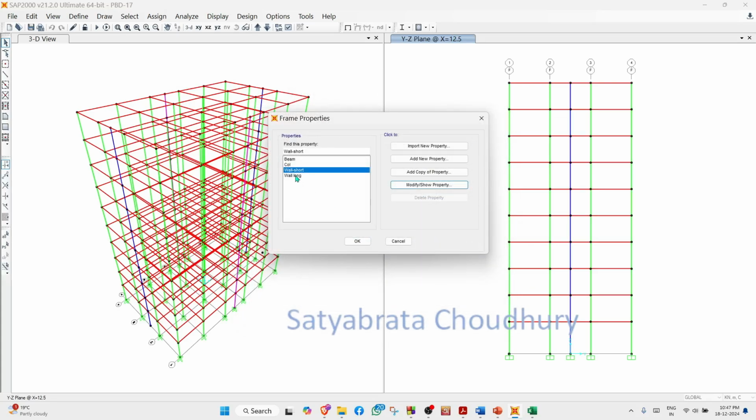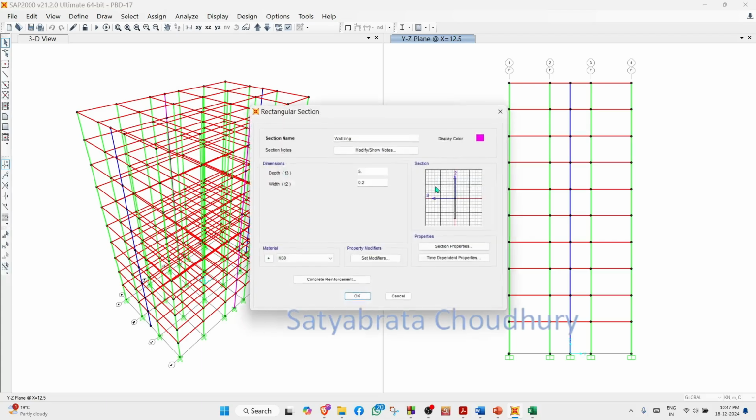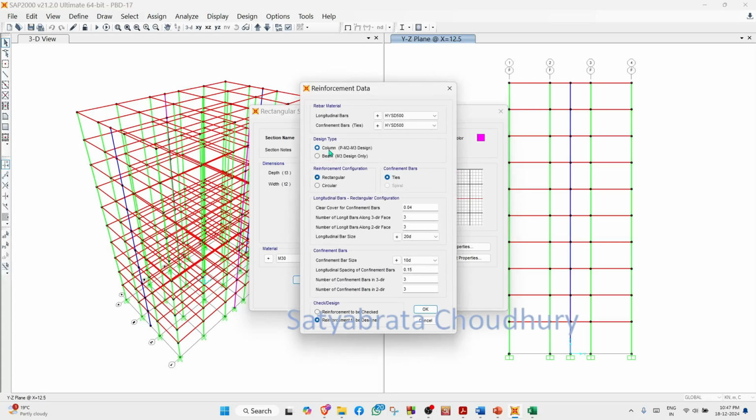So then the long wall is just the reverse. If you see it, the depth is 5 meter and width is 0.2 meter, because the orientations of the walls are different. It is also again an M2 M3 hinge column type. The shear wall is modeled as a wide column.